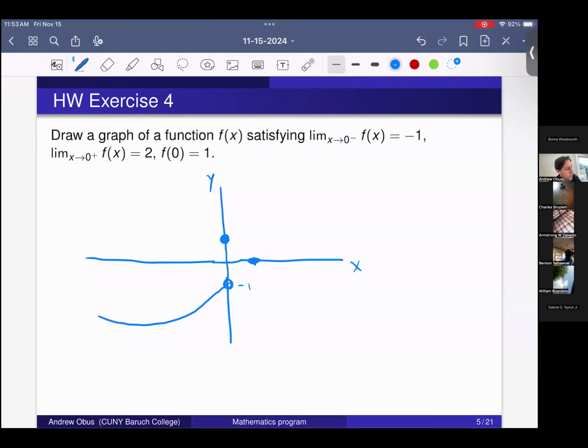So this is -1, this is 1, and then we want the limit as x approaches 0 from the right-hand side to be equal to 2. So I'll draw maybe something like this. Okay, so this would be the kind of function that I would look for.